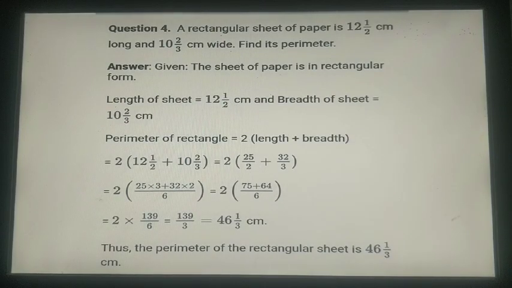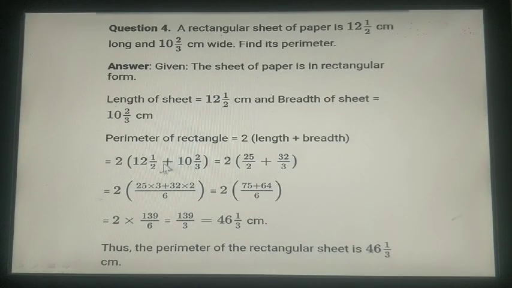Now let's begin. We all know very well the perimeter of a rectangle, the formula is 2(L plus B), that is 2 into length plus breadth. So first of all, you have to write out the formula correctly, then you have to place the values. So 2 into, open the bracket and write your length given to you, 12 1/2 centimeters plus breadth is 10 2/3 centimeters.